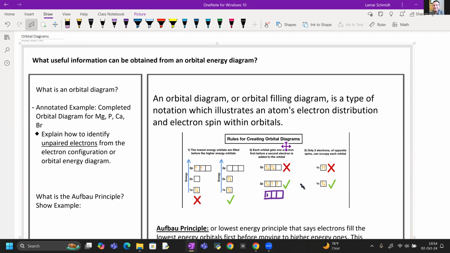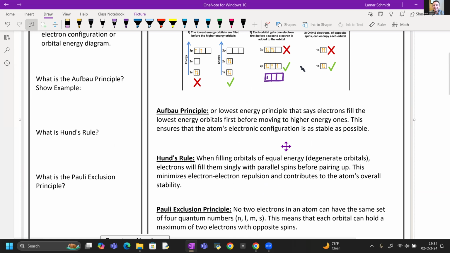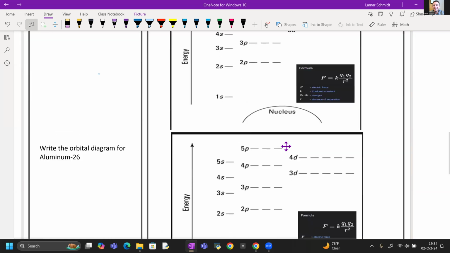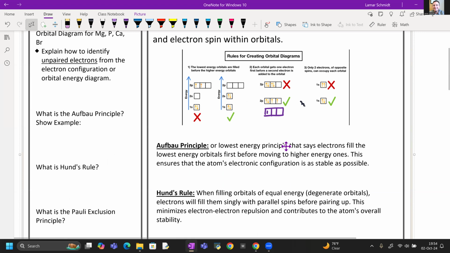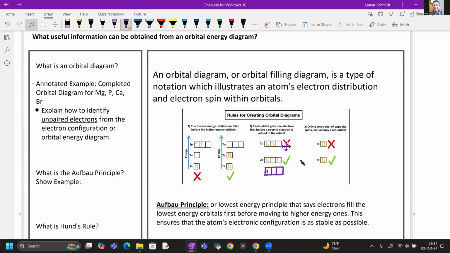bromine. Actually, we're going to scratch that part. We don't need to show an example of these. We're just going to show these rules right here. That's all I really want you to do.